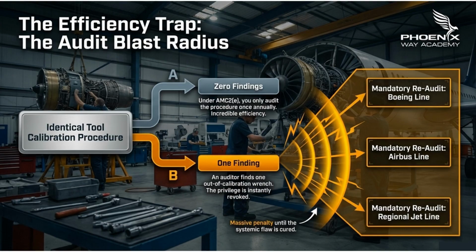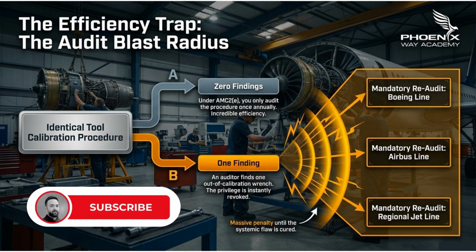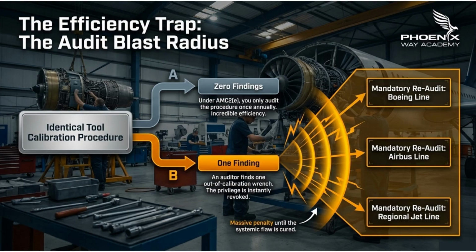Let me push back on that for a second. So if I maintain Boeing aircraft, Airbus aircraft, and regional jets, and my tool calibration procedure is completely identical for all three, Clause E says I only have to audit that procedure once. Doesn't that sort of invite complacency? Well, it looks like a shortcut, but it's actually a bit of a trap for the organization.